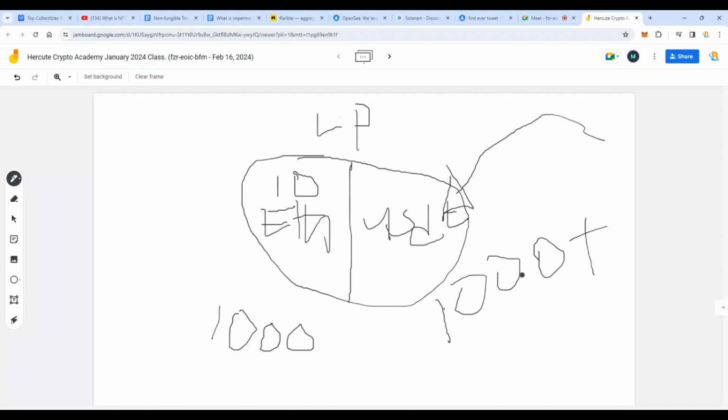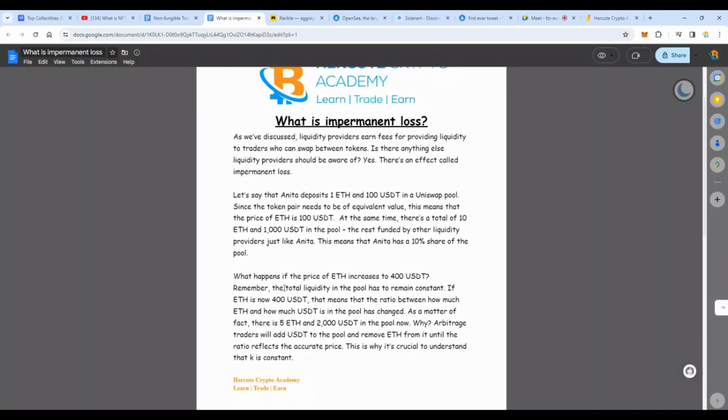But remember, in the liquidity pool, the worth of both assets has to be equal. So the Ethereums that will be remaining in the liquidity pool will have to adjust the price. The price of this Ethereum will have to adjust to match whatever the value of the USDT we have in the pool. That is basically what we are saying.